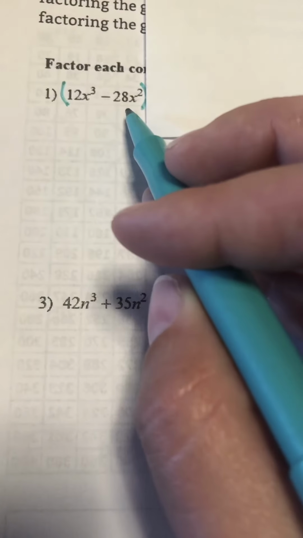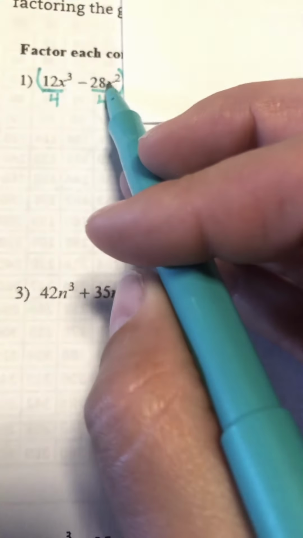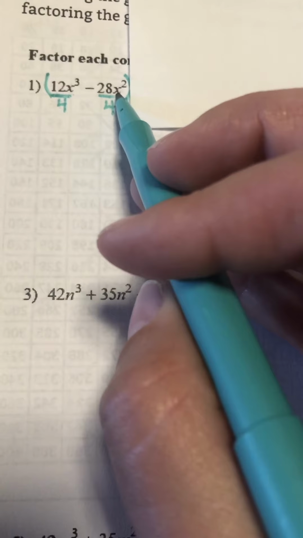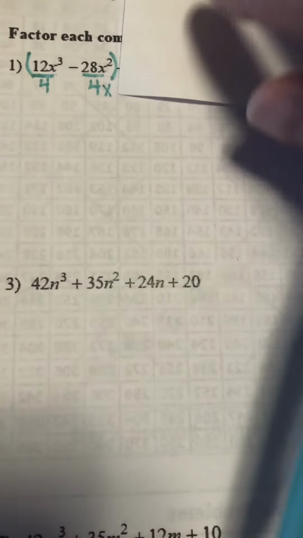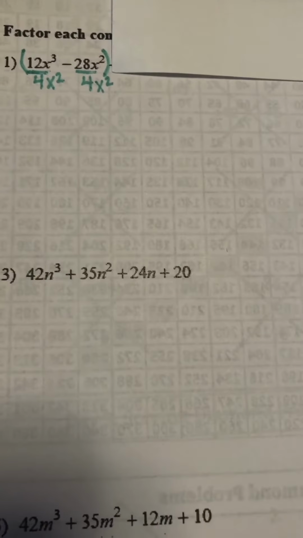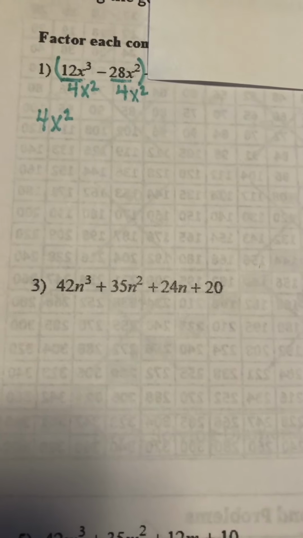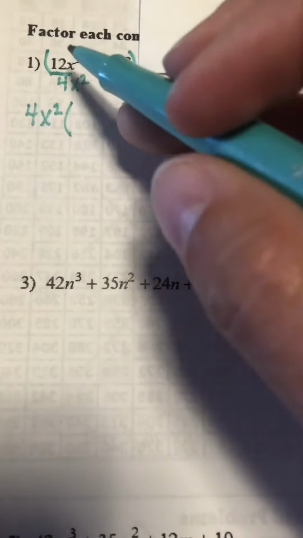So 12 and 28, I know both have 4 in common. That is the highest number I can divide out of them. And if I notice, both of them have x's, and the lowest amount of x's is x squared. So that is what I'm going to take out. Okay, so 4x squared is what comes out. That's what goes outside of my parentheses. And then I'm just going to do my dividing again.